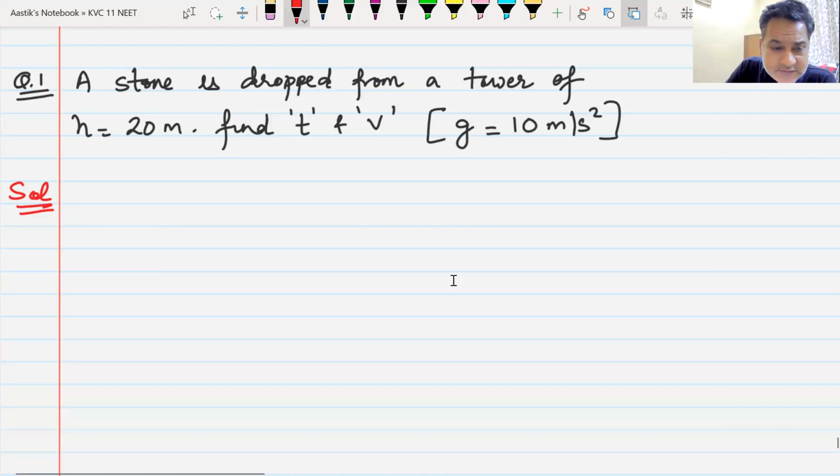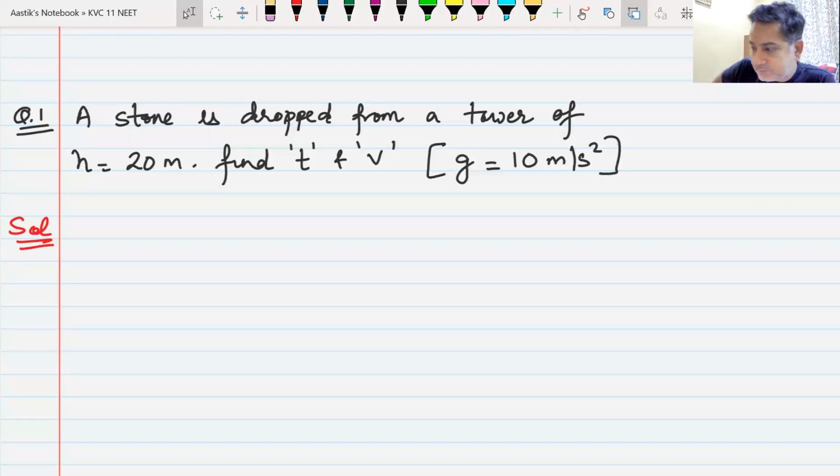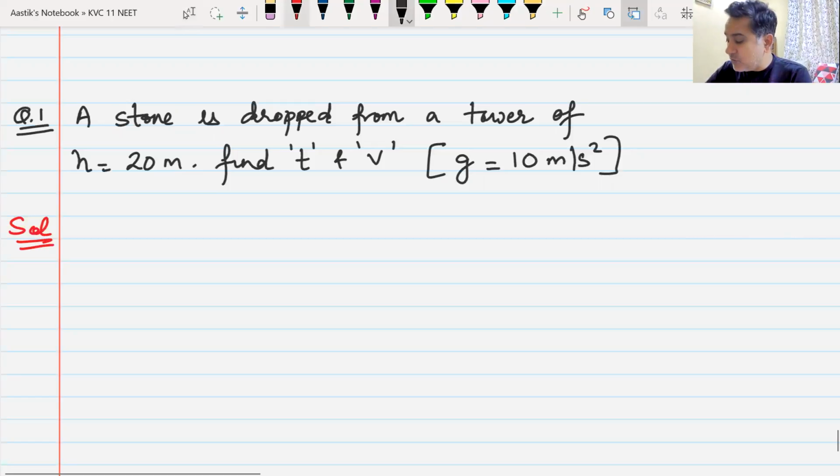Yes, bacha, do we have an answer? T equals to 2 seconds, sir. V equals to 20 meter per second. Well done. That is great. That is the answer. So how do we do it?